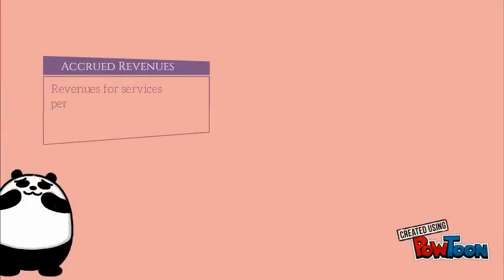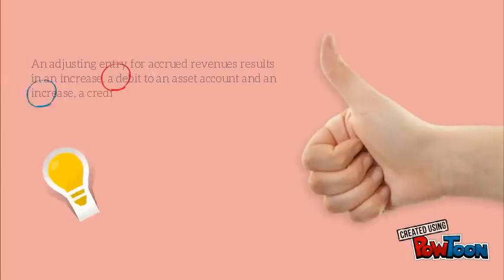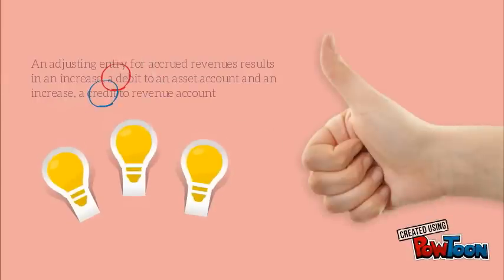Accrued revenues. Accrued revenue is revenue for services performed but not yet recorded at the statement date. An adjusting entry for accrued revenues results in an increase, a debit to an asset account and an increase, a credit to revenue account. Accrued expense.